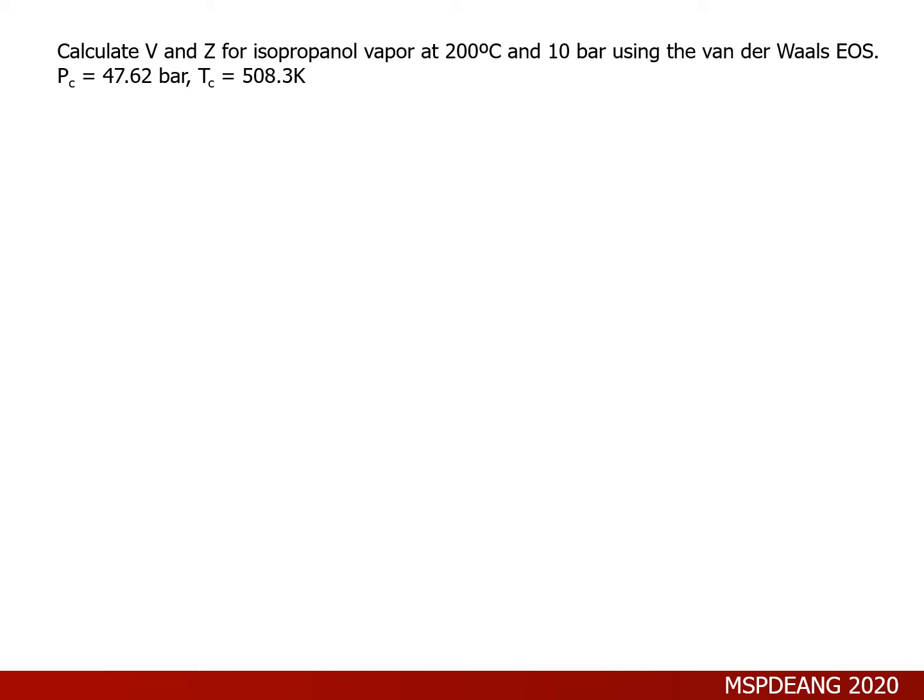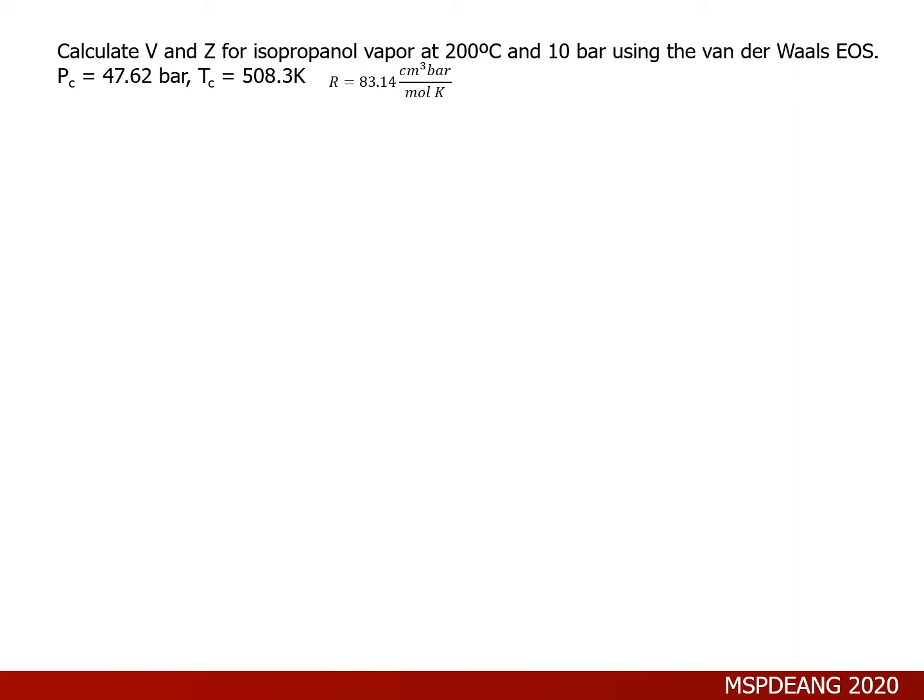Okay, so let's now consider this particular example. So we want to calculate again the real volume of isopropanol vapor and syempre the compressibility factor, okay, at 200 degrees Celsius and 10 bar. So parang ito yung ginawa natin doon sa viral EOS, but this time using the van der Waals EOS. And for the van der Waals EOS, we would need the critical properties, which are the critical pressure and the critical temperature. Okay, so first and foremost, okay, so syempre, ideal gas constant, yun pa rin.